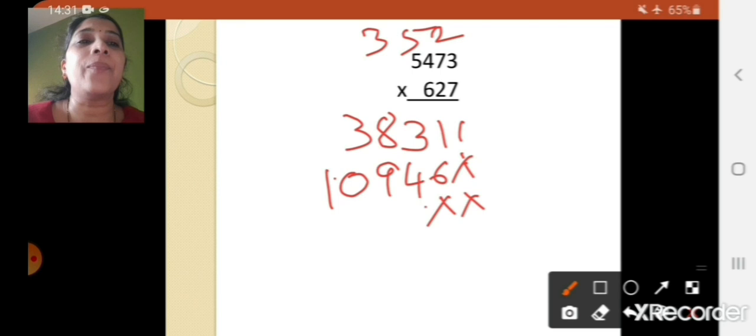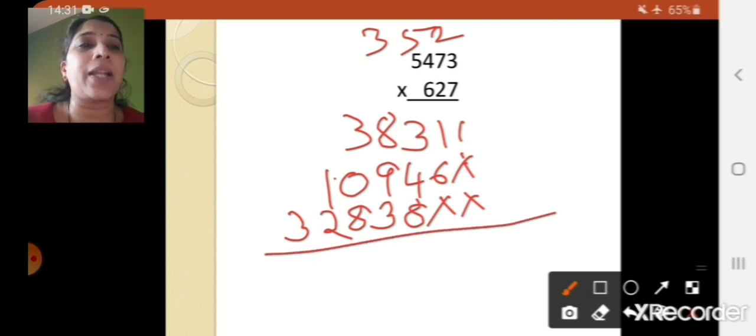6 threes are 18. So 1 carried over. 6 sevens are 42. 42 plus 1 is 43. So 3 written down, 4 carried over. 6 fours are 24. 24 plus 4 is 28. So 2 carried over. 6 fives are 30 and 30 plus 2 is 32. Right? So now let's carry out the addition.